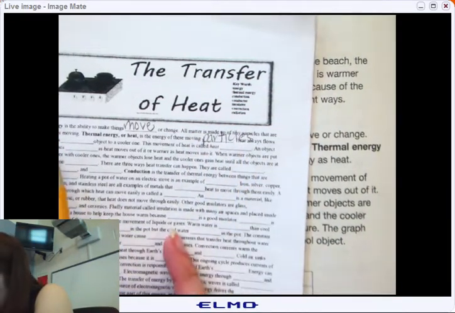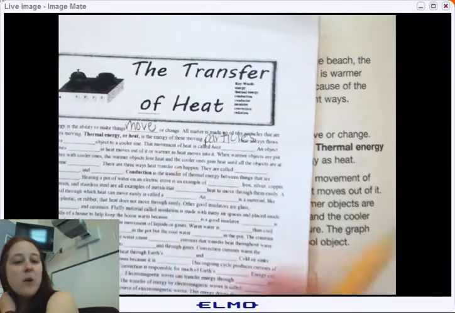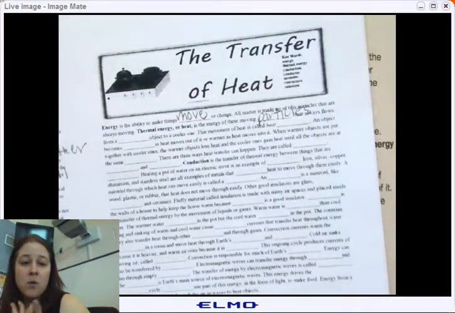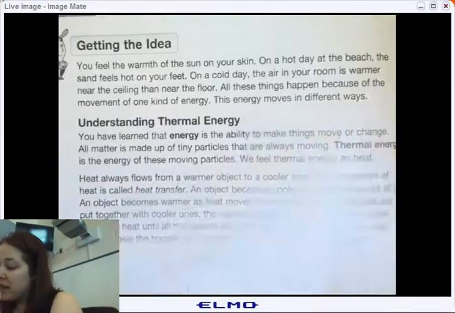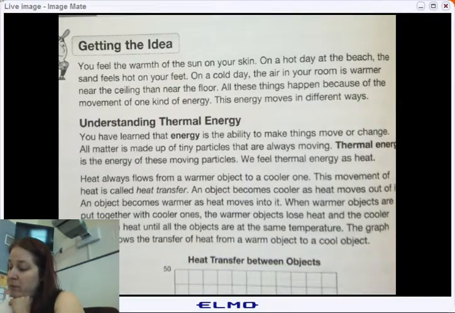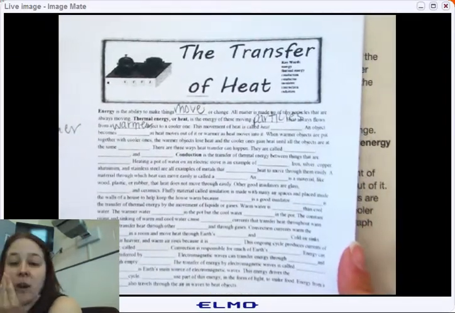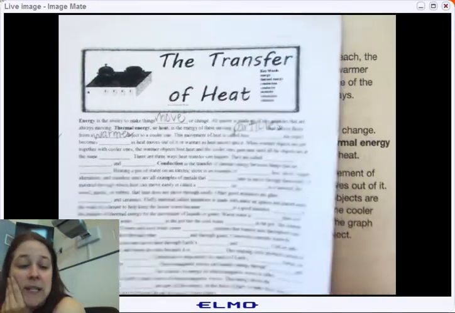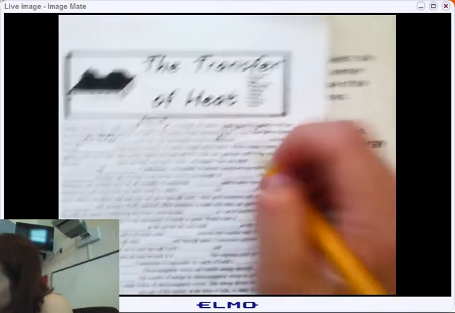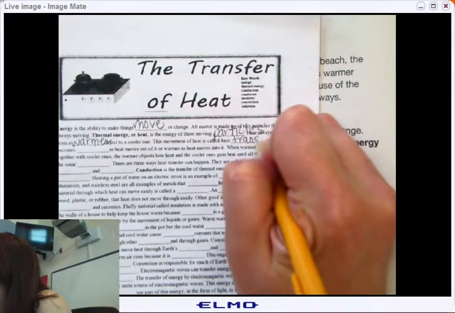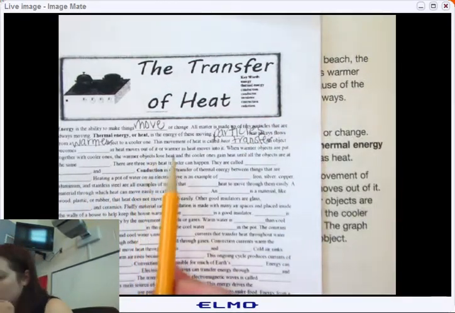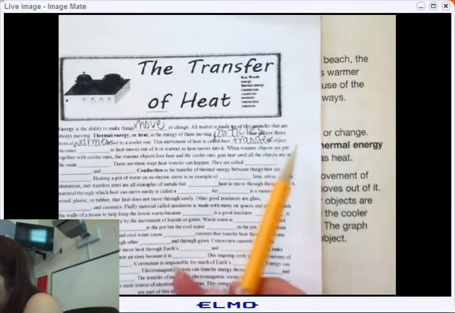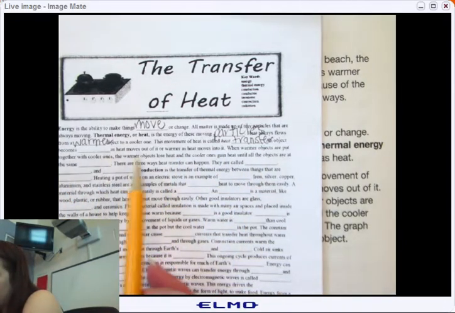Heat always flows from a blank to a cooler one. What did I say? It always flows from a warmer object, or a hotter object. I'm going to write warmer because it's right here. Warmer object to a cooler object. The movement of heat is called heat what? It's heat transfer. An object becomes blank as heat moves out of it.